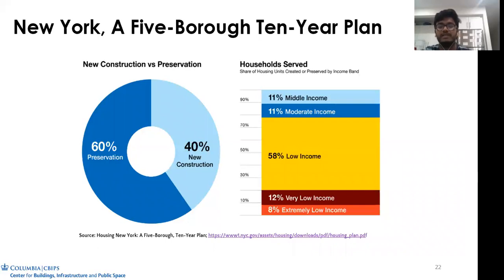8% of these housing developments would be for extremely low income, which has an AMI of less than 30%. 12% of these developments would be for very low income, with an AMI from 30 to 50%. And 58% of these developments would be for low income households, which is from 50 to 80% of AMI. 11% would be for middle income and moderate income, with an AMI of 80 to 120% and 120 to 165% respectively.